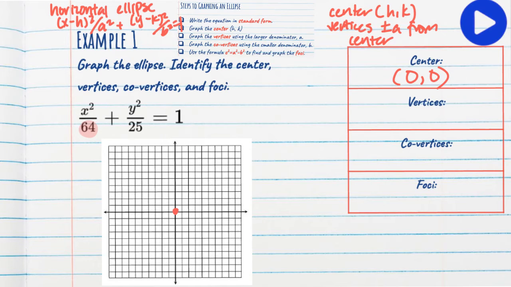And you always look at the denominator. Here, the larger denominator is a squared. So a squared is 64, but remember from the formula, your denominator is actually a squared. So to find a, you're going to have to square root 64. So we square root both sides, a is 8. So the vertices are 8 points away from the center. So we're going to count out 8 to the right and 8 to the left.